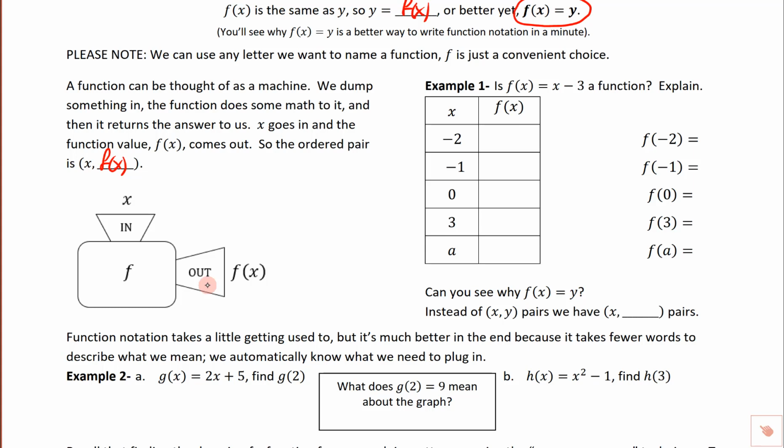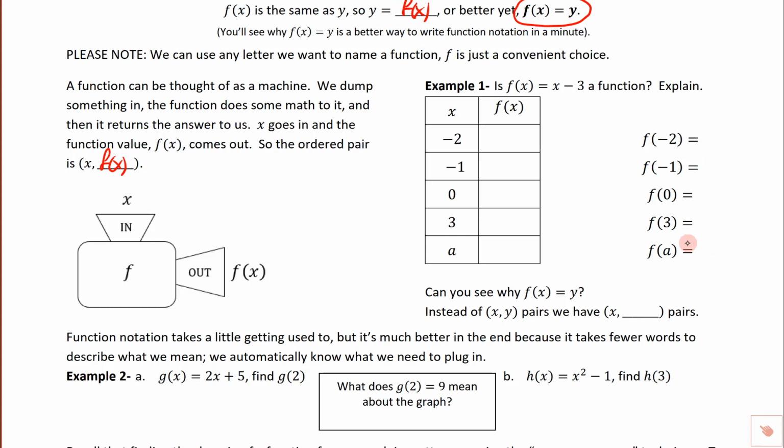So let's take a look at an example right here. So this is example 1. It says f of x. Again, get used to that phrase and the way we say that. So this is f of x equals x minus 3, and it says, is that a function? So we're going to check and see if it's a function. And I've got some space here in a table, some space over here to put some work. And then over here, we're going to make a point by writing down these function values.